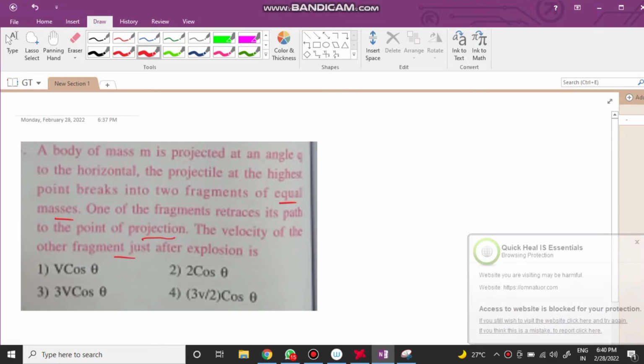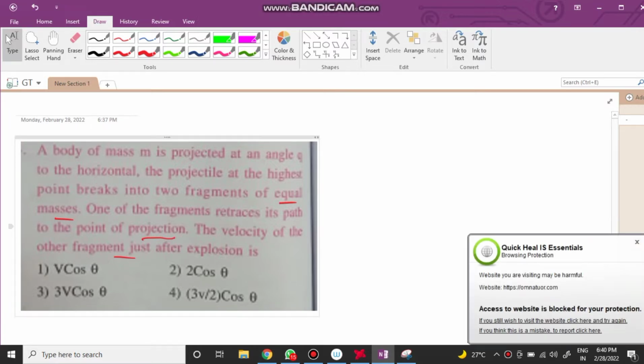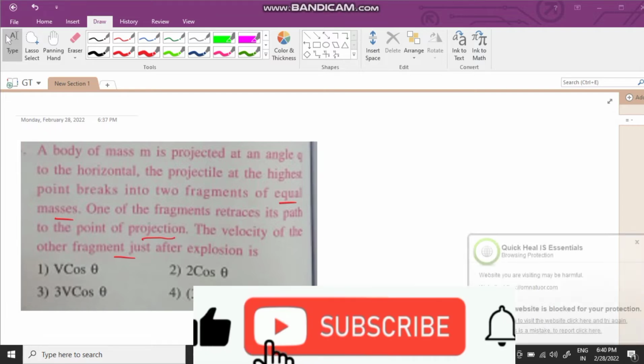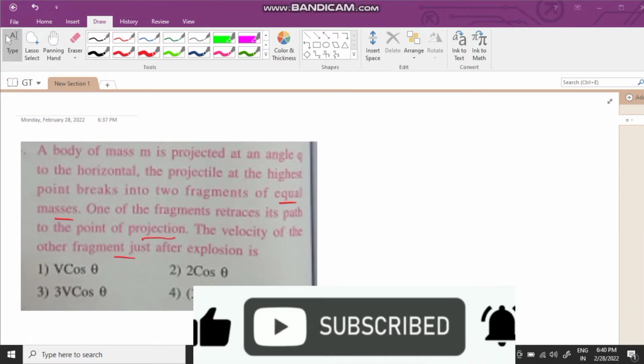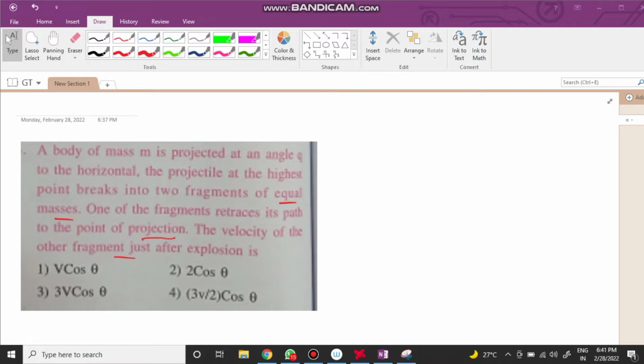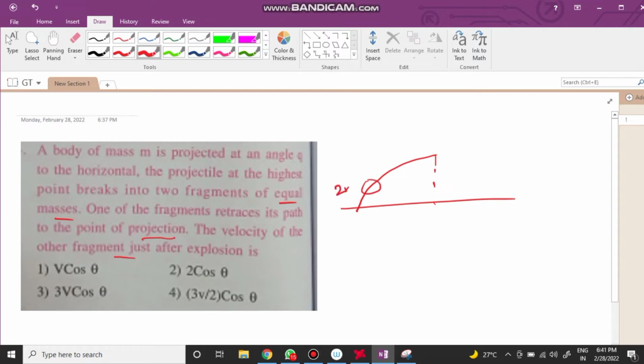So these type of problems should be solved using the concept of conservation of linear momentum. Basically the situation is like this: a bomb is fired, it reaches its highest point, and this bomb breaks into two pieces. Let us say the bomb mass is 2m. At the highest point, what is the direction? The bomb will travel only in the horizontal direction. So one piece retraces its path, which means it goes in this direction.